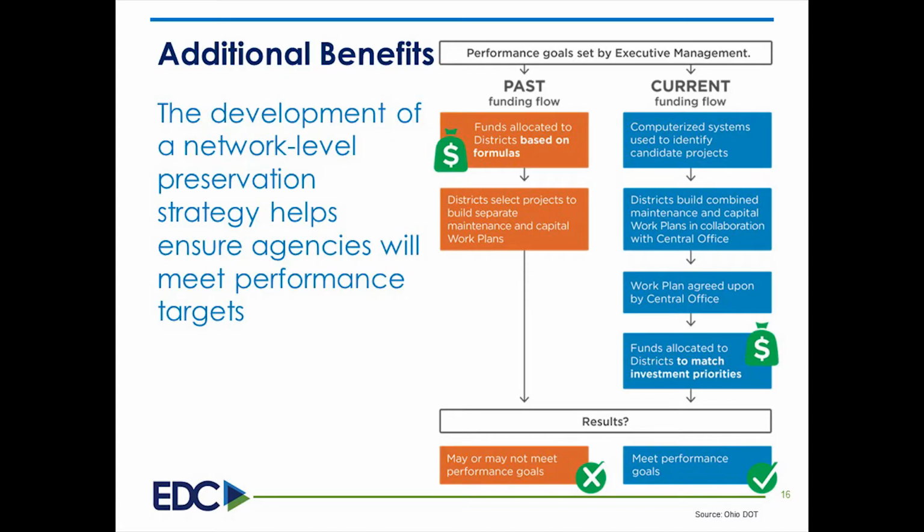And so they changed from funds allocated to the districts based on formulas, with districts picking their own project, which may or may not meet the state performance goals, to making more use of a pavement management system to make recommendations for the districts, so they had a better feel for what kinds of treatments would be good candidates. Then the districts work with the central office to put together their program, and funds are allocated to the districts to match their program. So it's a slight difference, a little bit more central office involvement, but they feel that now they have more confidence that they're going to be able to achieve their performance goals.